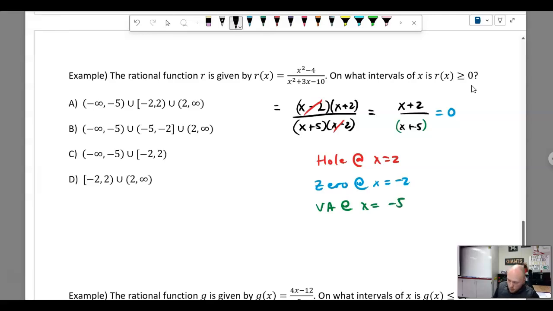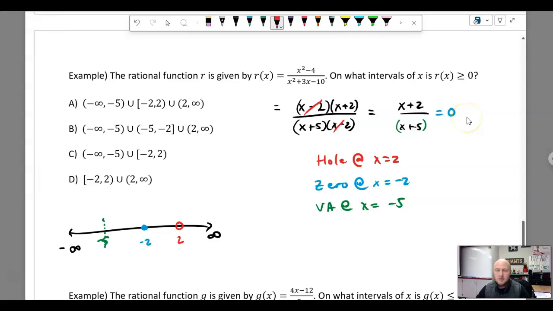So all of these numbers will make it onto our number line. Negative infinity, positive infinity, and negative 5, okay, here's negative 5. And then we have a zero, so I'll put a closed dot at negative 2. And then we have a hole at 2. This is at 2, okay?